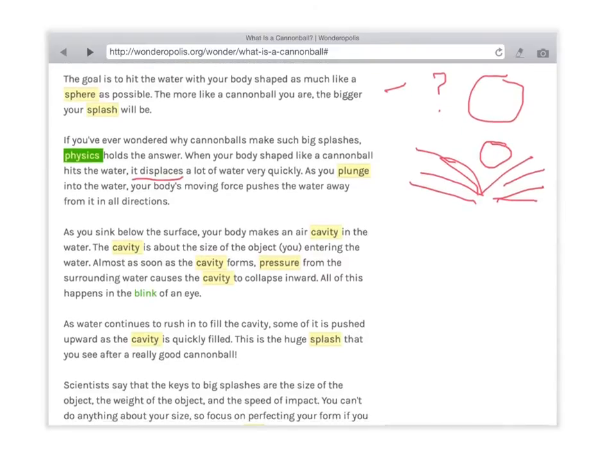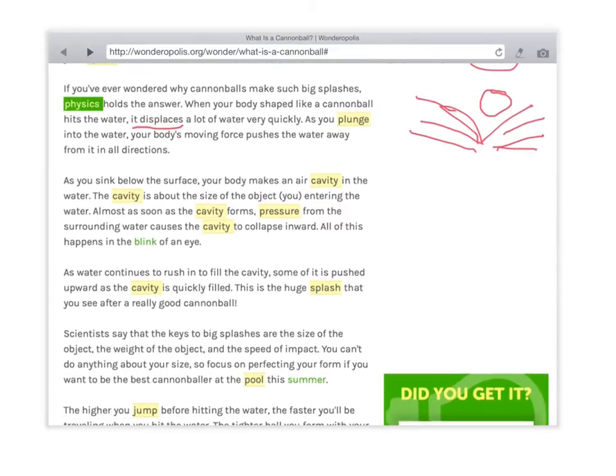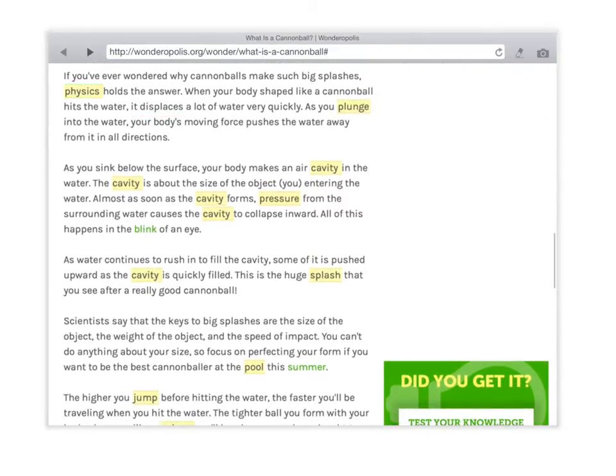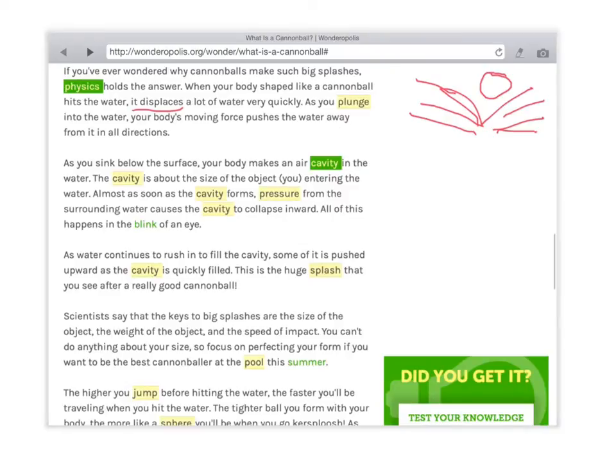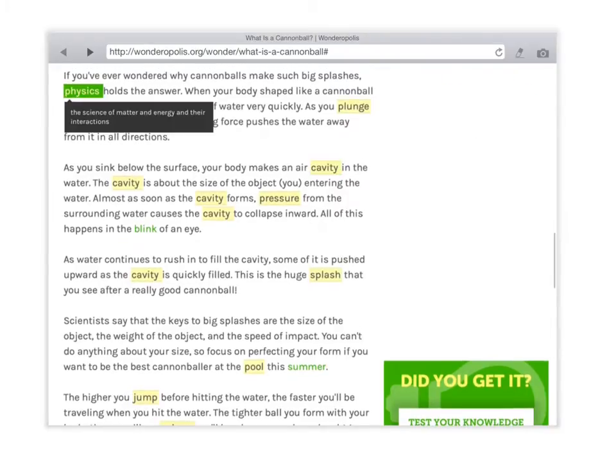If you've ever wondered why cannonballs make such big splashes, physics holds the answer. Okay, I'm not really sure what physics is. I know it has something to do with science. Oh, it's the science of matter and energy and their interactions. Okay, so that's kind of what I'm reading about right now.